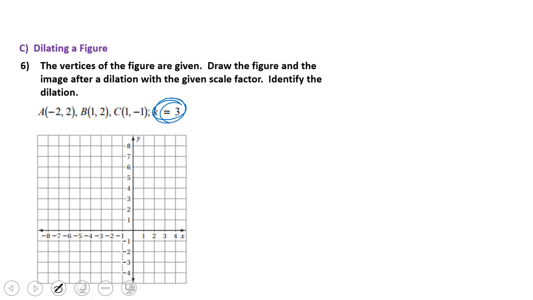Because this dilation is K, is 3. The scale factor is 3. That's greater than 1, so we know it's an enlargement. So when we're done drawing the image, it better be larger than this original one that we draw. So A is at negative 2, 2. Let's put this in here, A. B is at 1, 2. And C is at 1, negative 1.